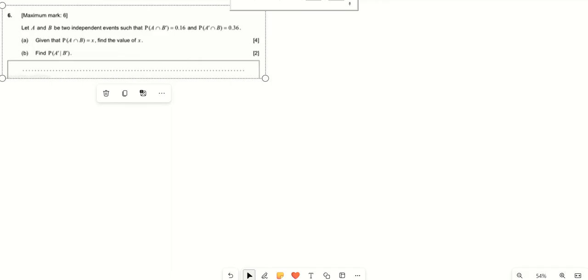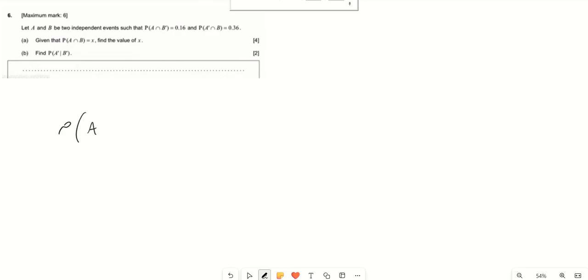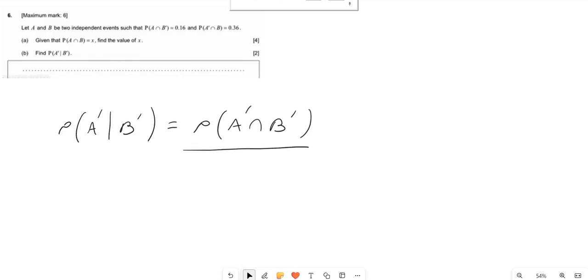Now B, we have to find the probability of the complement of A given the complement of B. So first of all, when we have this kind of conditional probability, there is a formula that we can use. It is in the booklet, and this equals the intersection of the two events here, A prime intersection B prime, over the probability of the given event. So this is B prime.